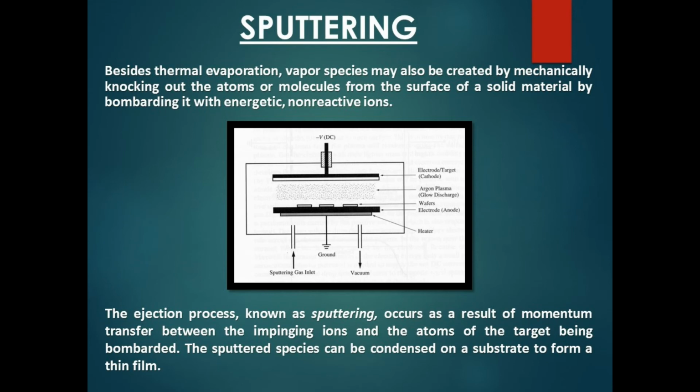Besides thermal evaporation, vapor species may also be created by mechanically knocking out the atoms or molecules from the surface of a solid material by bombarding it with energetic and non-reactive ions. The ejection process is known as sputtering, and it occurs as a result of momentum transfer between the ions and the atoms of the target being bombarded. The sputtered species may be condensed on a substrate to form a thin film.